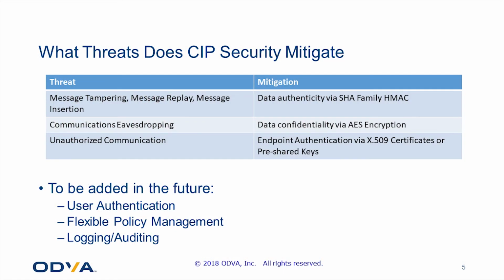Okay, so what threats does this mitigate? The HMAC mitigates several threats for the secure messaging: threats against message tampering, replay, message insertion, essentially any of the I aspects of the CIA triad, you're mitigating with the HMAC that comes along with TLS and DTLS. Communications eavesdropping is obviously mitigated by the AES encryption. And for unauthorized communications, the endpoints have to authenticate through a secure handshake using their certificates or their pre-shared keys before they can talk on the CIP network.